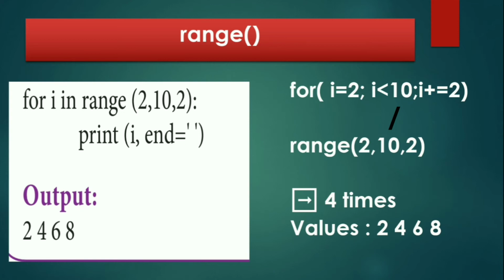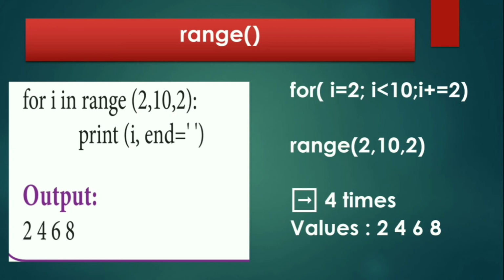The same thing happens in range also. Whatever number you write here, it will work for one number less, that is n minus 1 times. If you write n there, it will work for n minus 1 times. So if you write 10, the last number will be taken as 9, and increment by 2. So i plus equal to 2. Here we have written only the number 2. This is how it works.